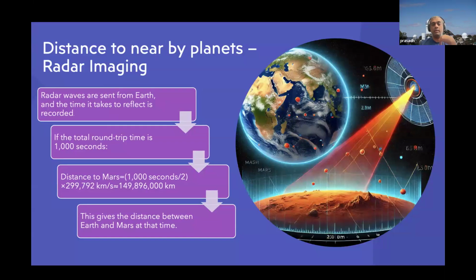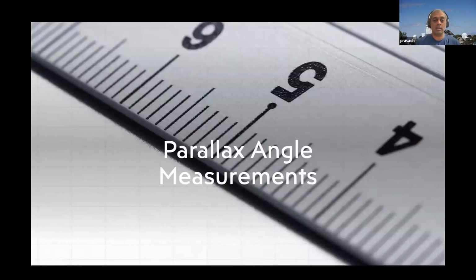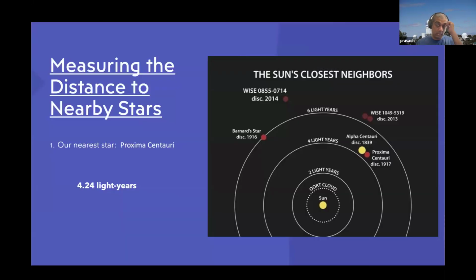And if you do it in that way, this is the answer that you will get for the distance to Mars in terms of kilometers, right? Now, this is the most simple way of measuring distances to these nearby objects. But when you go for faraway objects, let me show you this one right here. You don't need to go for very huge distances. Let's say you need to measure the distance to the nearest star, right?